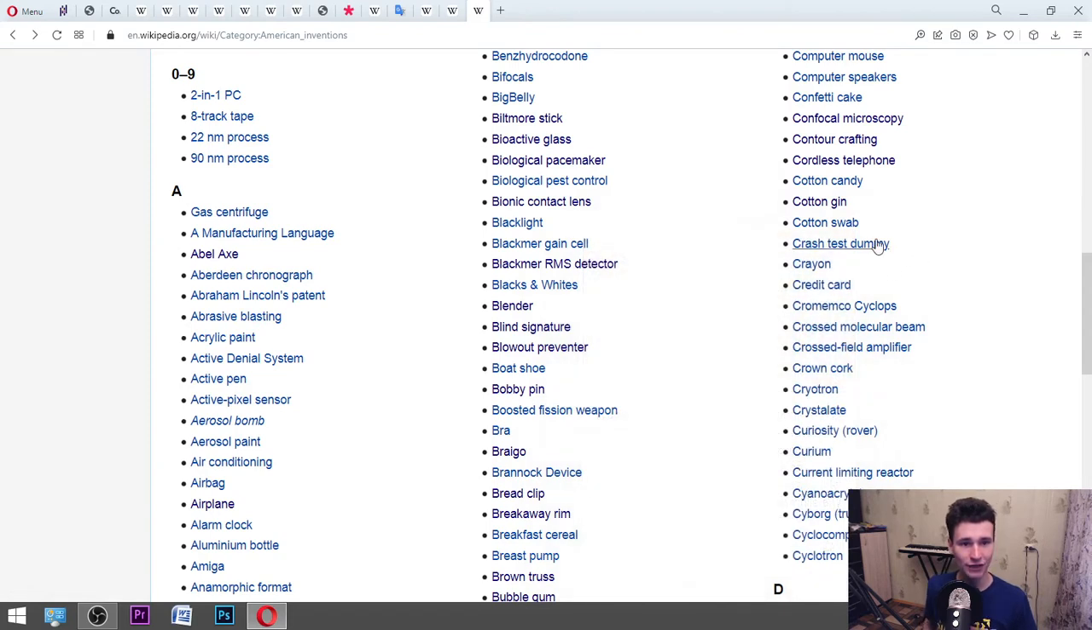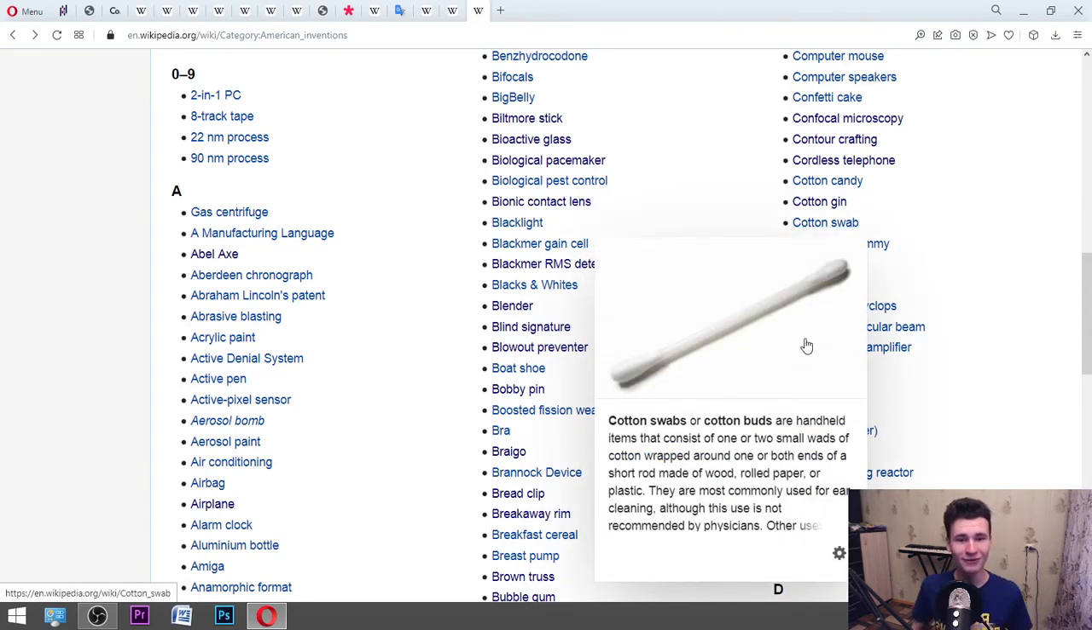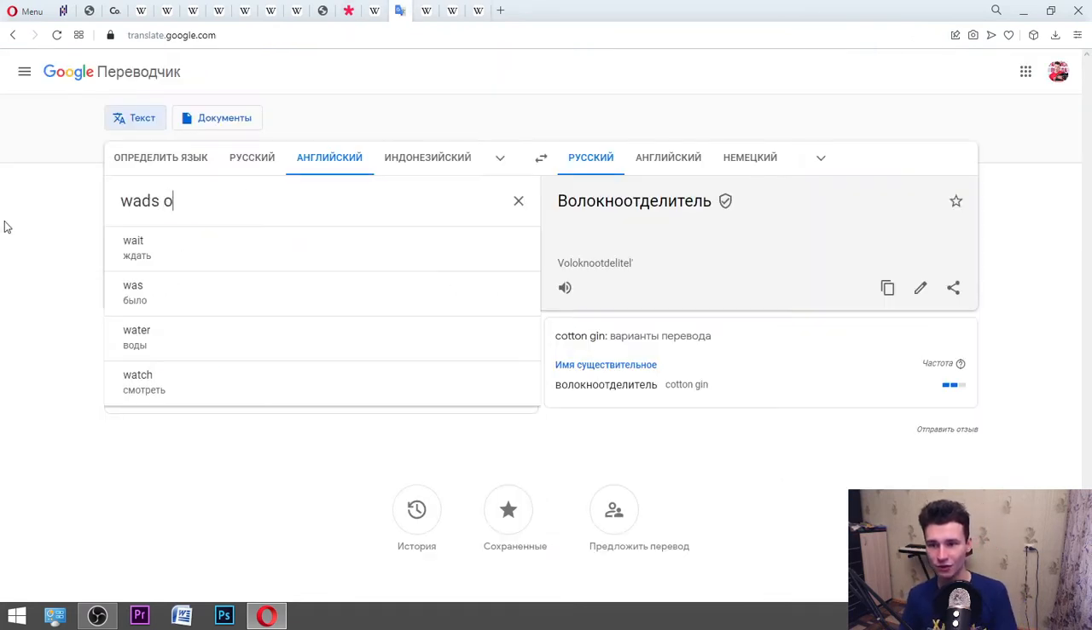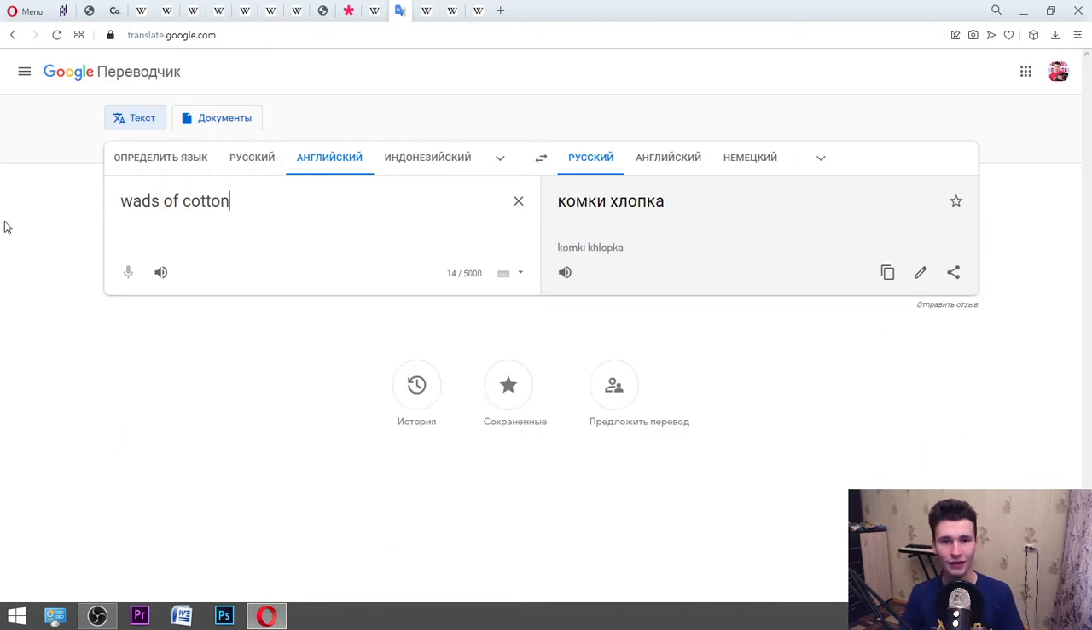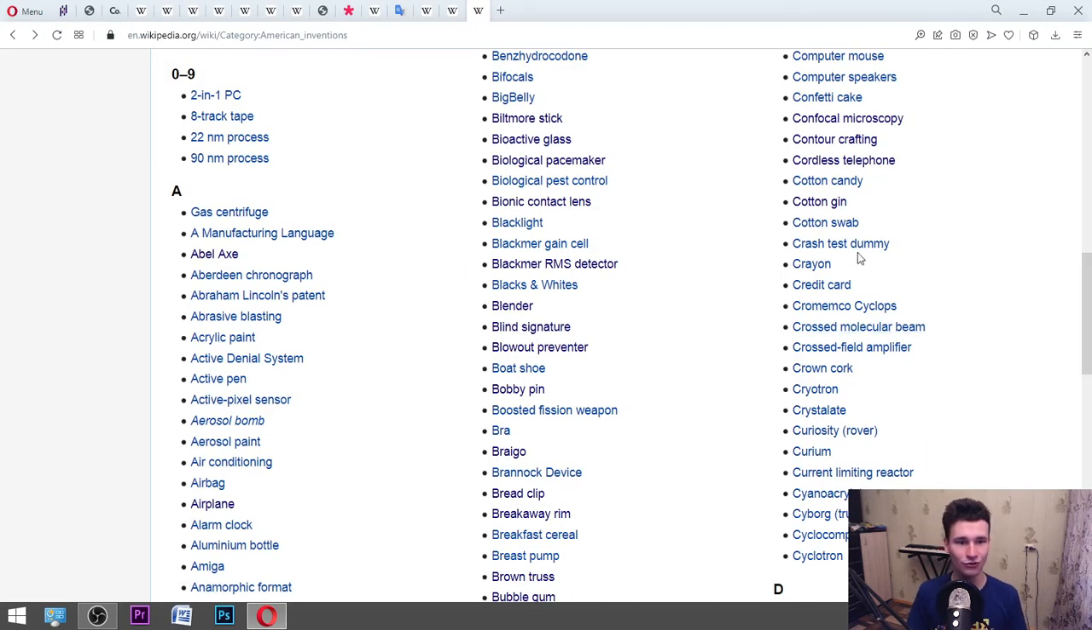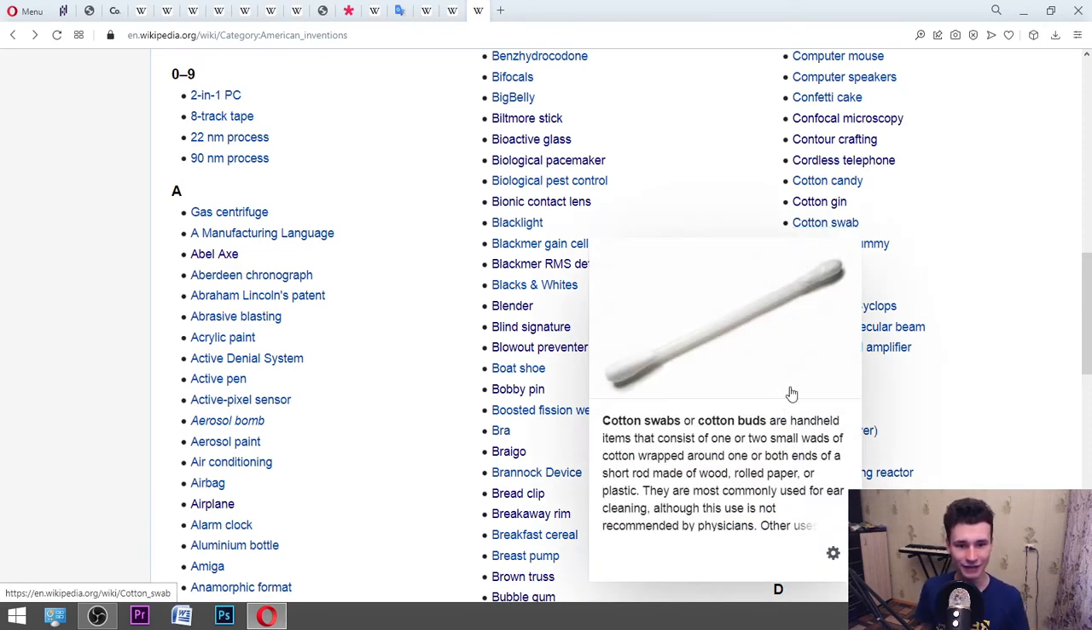Okay, and also we have the cotton swab, and wow! Actually, cotton swabs, and we use them, and also we have this in our life, are handheld items that consist of one or two small wads of cotton. We have wads of cotton, yes, it is a wad, and I think so, wads of cotton, and that consists of one or two small wads of cotton wrapped around one or both ends of a short rod made of wood, rolled paper or plastic.